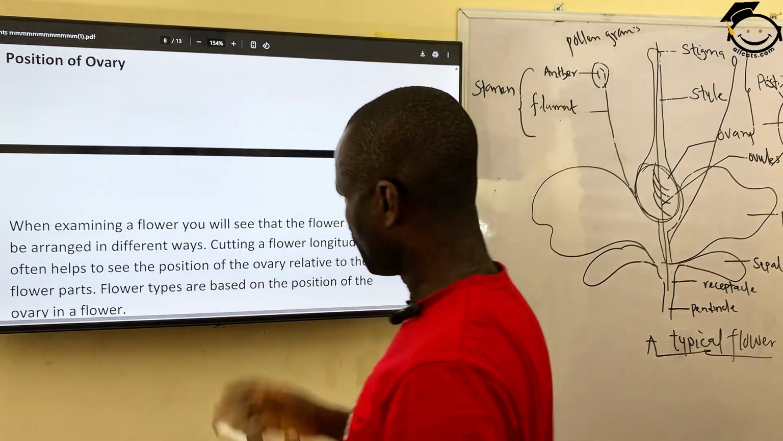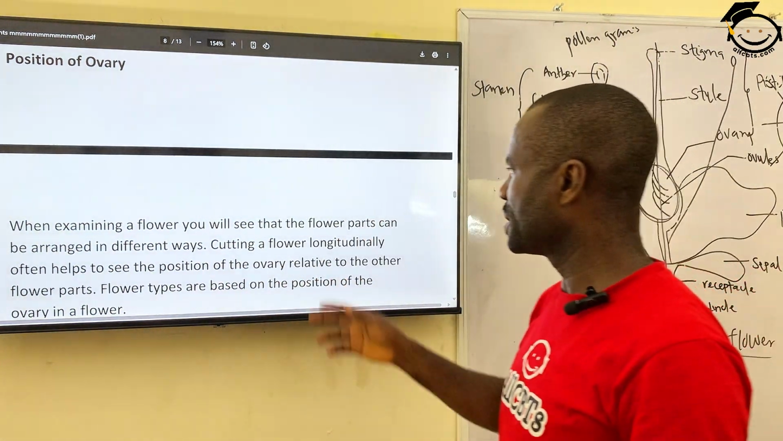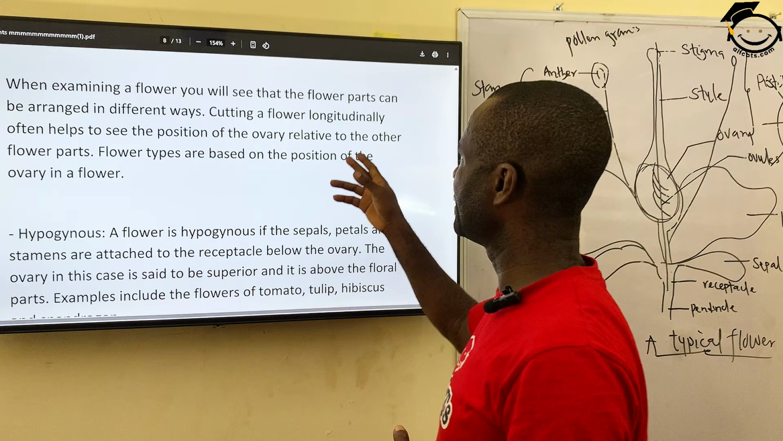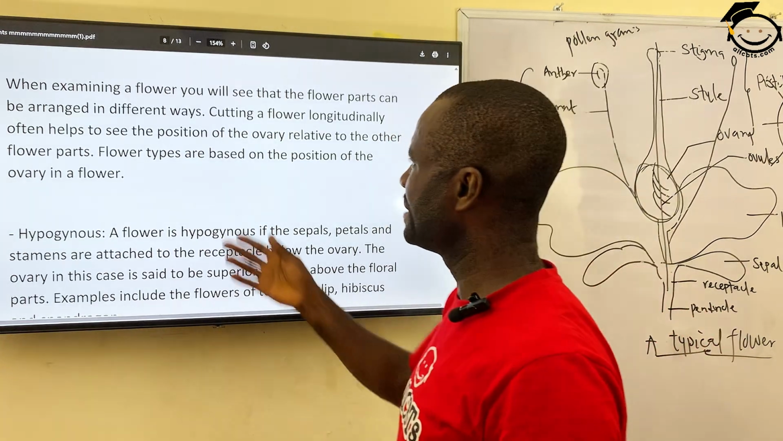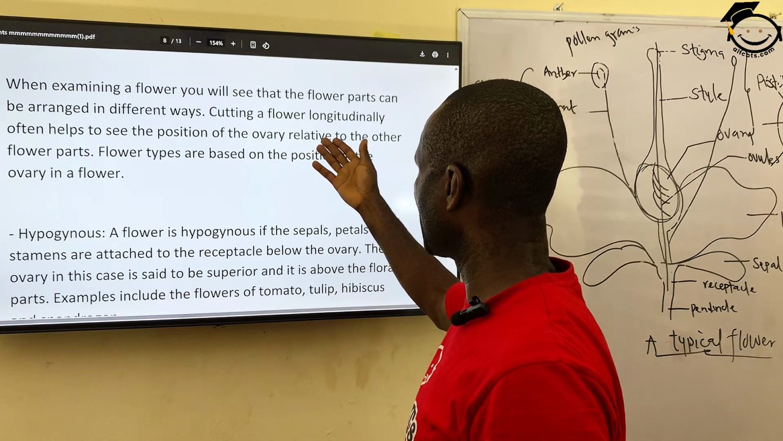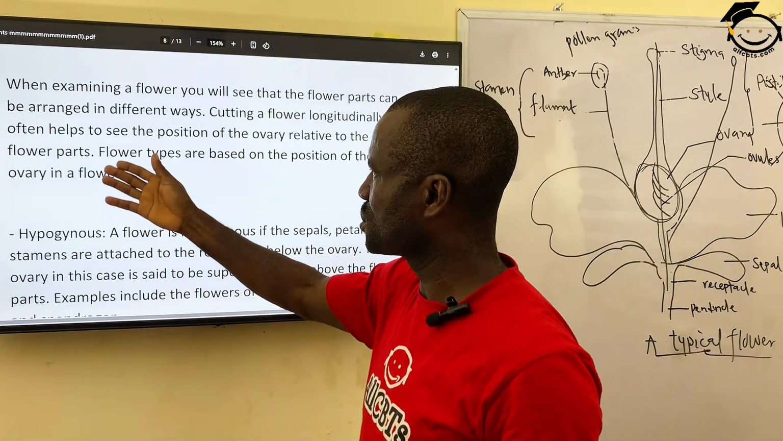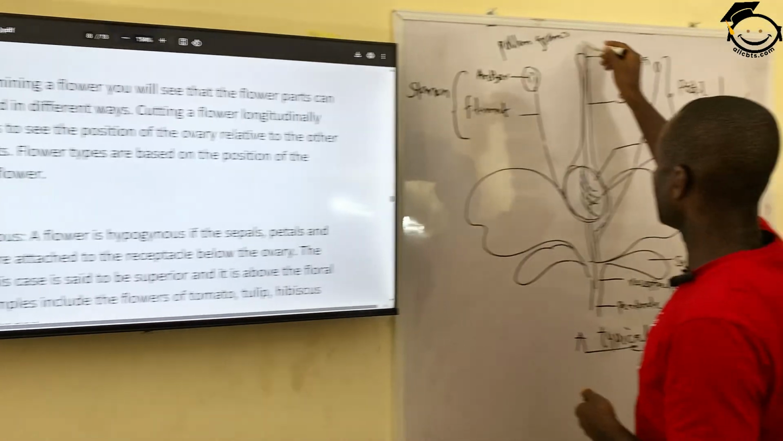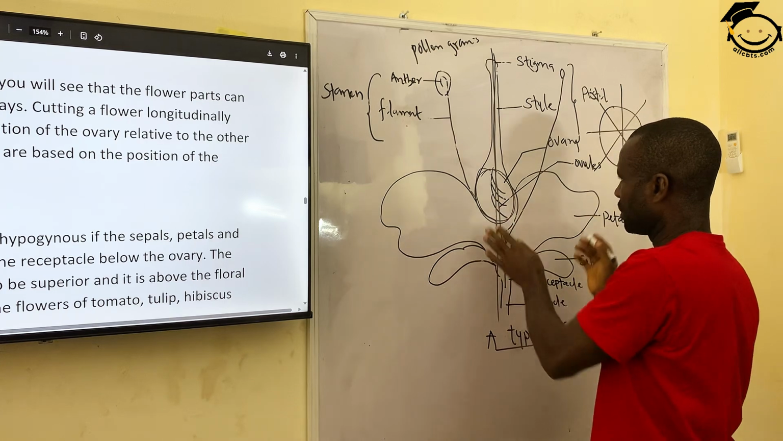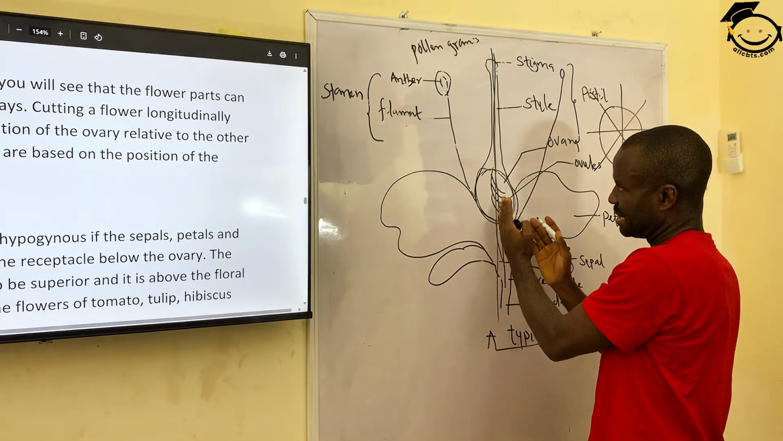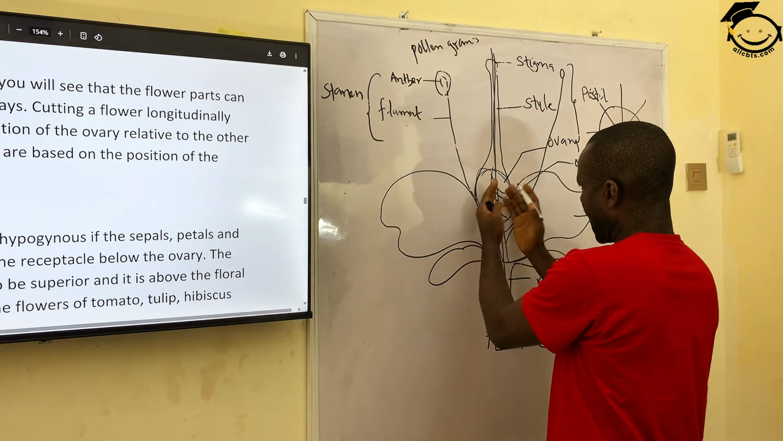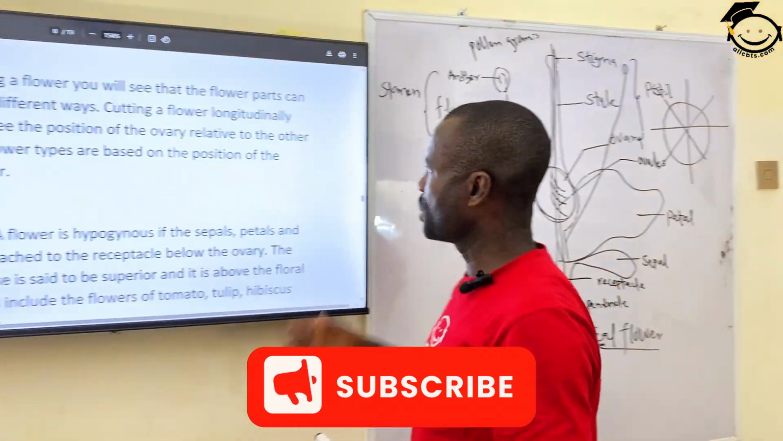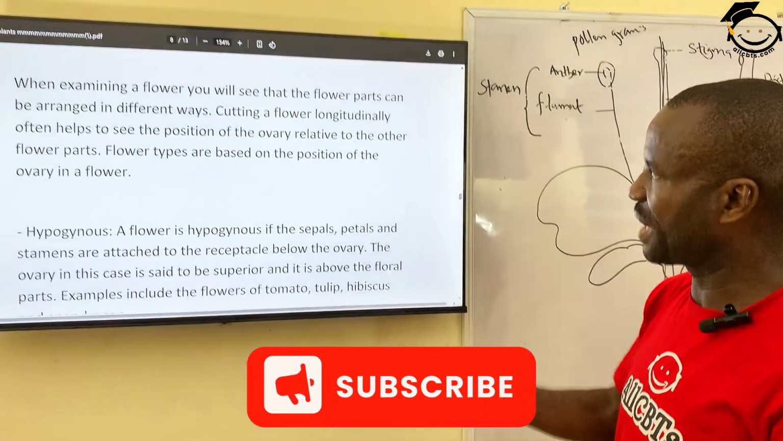When examining a flower, you will see that the flower parts can be arranged in different ways. Cutting a flower longitudinally helps to see the position of the ovary. Longitudinal section means you cut it like this. If you see a complete flower like this, you may not be able to see the inside, which is the ovary. But by the time you split it open and turn it, you'll be able to see the position of this ovary very well. So when we split, we can see the shape of different flowers and the position of different flowers.